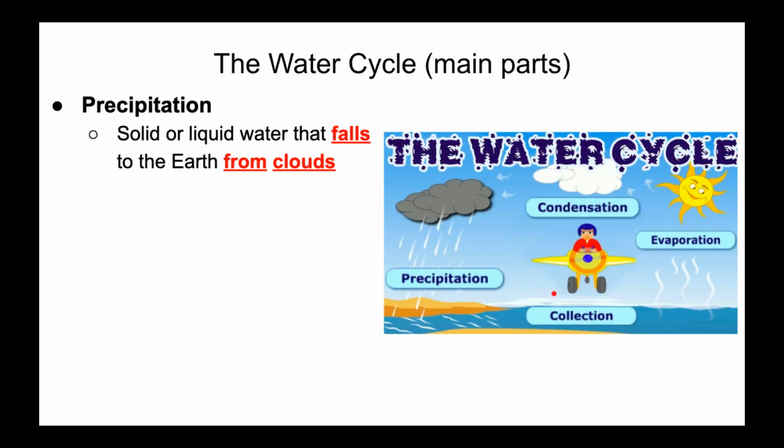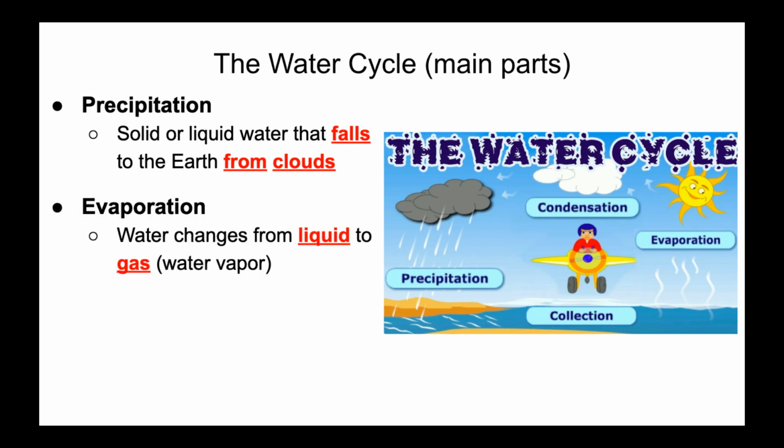So we're going to look at the main parts of the water cycle. So one that you might be familiar with is precipitation. So precipitation is solid or liquid water that falls to the earth from clouds. So this could be rain, snow, hail, sleet, any way that water is coming down from the clouds.